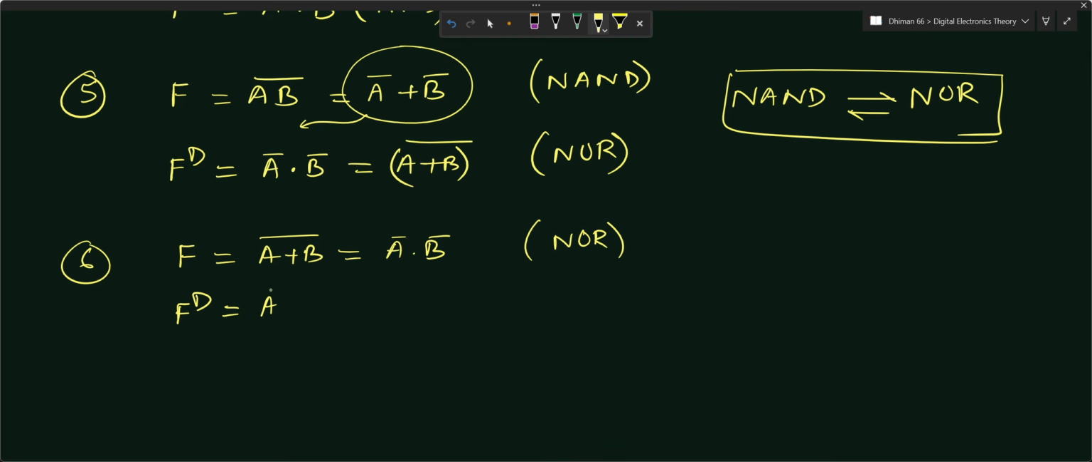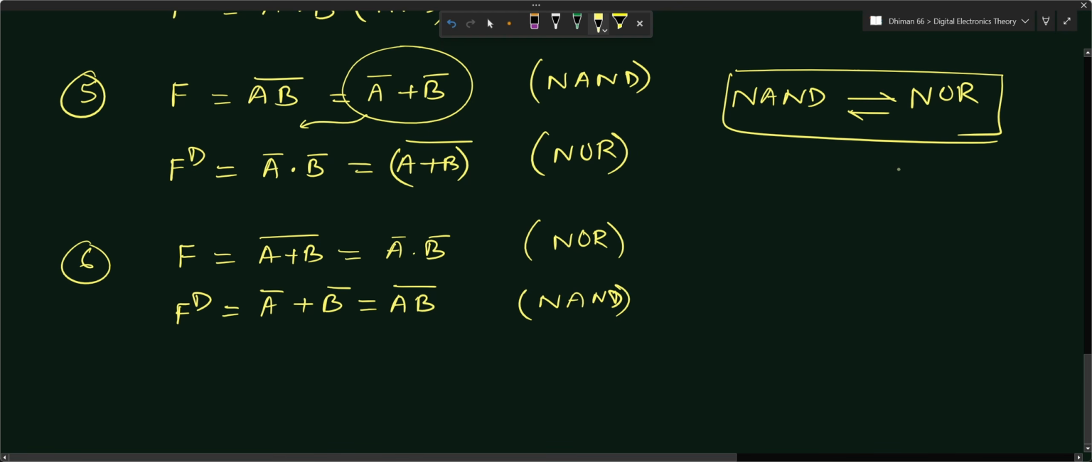Now, a bar will remain as it is. This dot will be replaced by plus, that is the OR operation, so it will remain as it is. So a bar plus b bar. A bar plus b bar we have already seen. A bar plus b bar means ab whole bar using De Morgan's theorem. So this ab whole bar is the NAND operation. So we have again proved this part also. This part is valid for the opposite case.